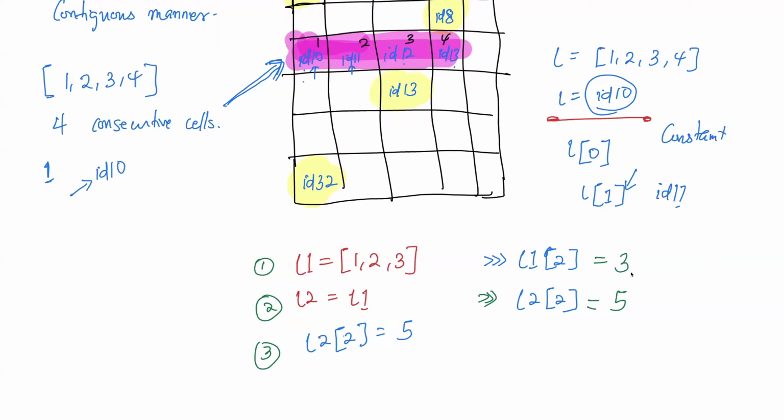So let's look at something here. We all gave our submissions. I first do L1 is equal to 1, 2, 3. L2 is equal to L1. L2 index 2 is equal to 5. Then I print L1 index 2, and people said it gives me 3, and L2 index 2 gives you 5.